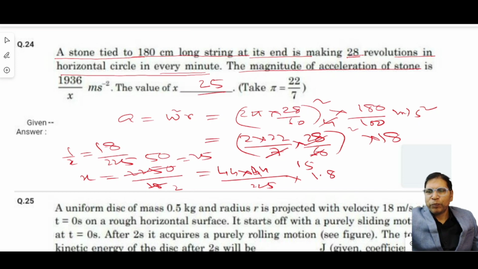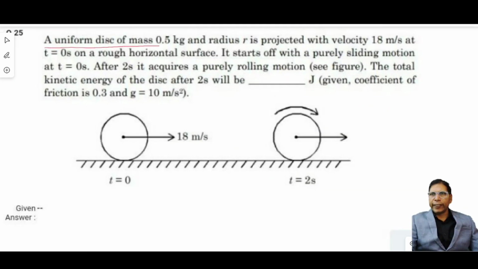A uniform disc of mass 0.5 kg and radius r is projected with velocity 18 meter per second at t equal to 0 on a rough horizontal surface. It starts off with a purely sliding motion at t equal to 0. After 2 seconds, it acquires a purely rolling motion. The total kinetic energy of the disk after 2 seconds?